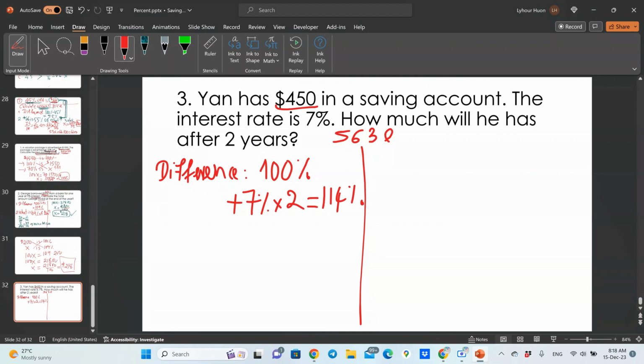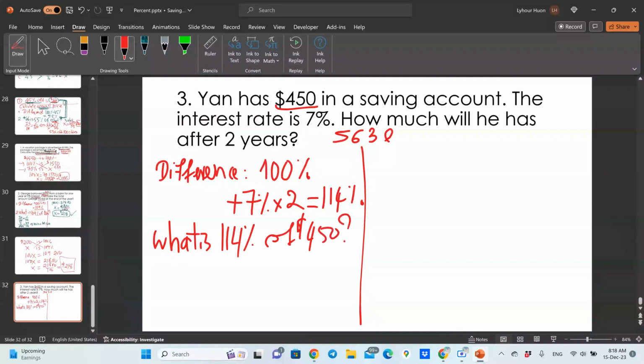And then what should we do? Rewrite the question. Oh, actually, you're right in the question. But what is 114% of 450? Yes, what is the 114% of 450?